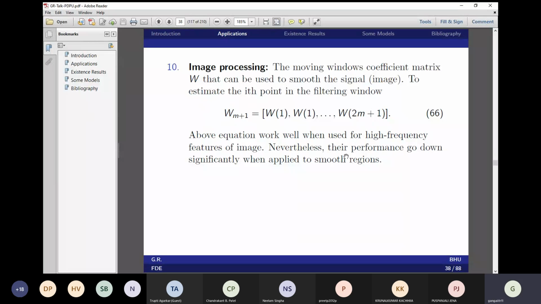Nevertheless, their performance goes down significantly when applied to a smooth region. So when we apply it to a smooth region, that model does not work. So what will we do? We can use fractional calculus. If we use a fractional window matrix, then we can handle this situation.